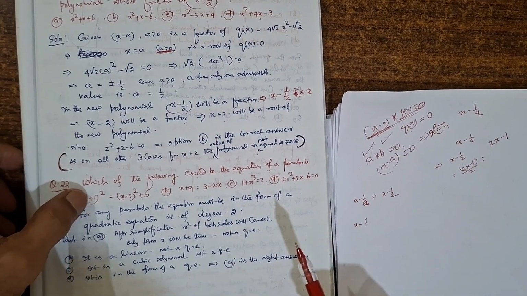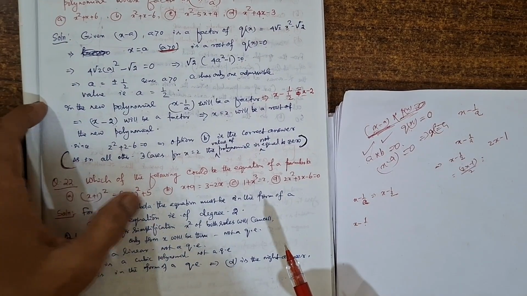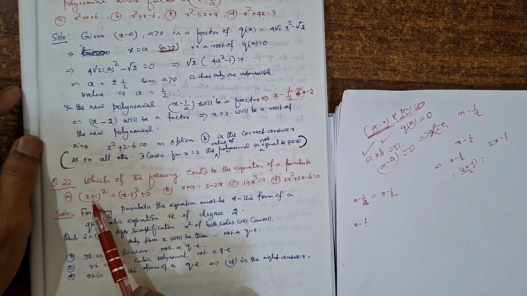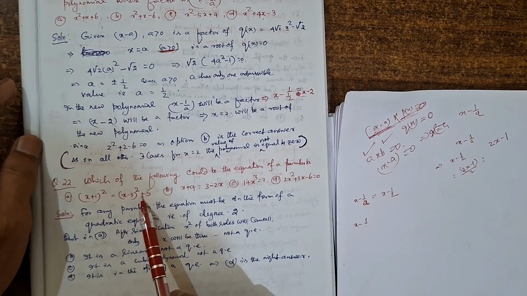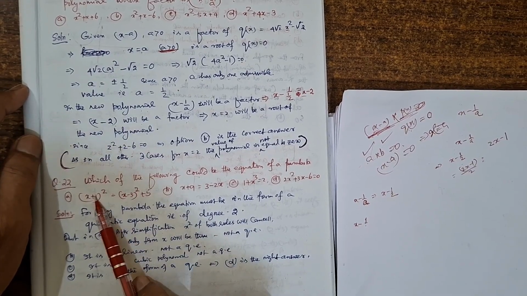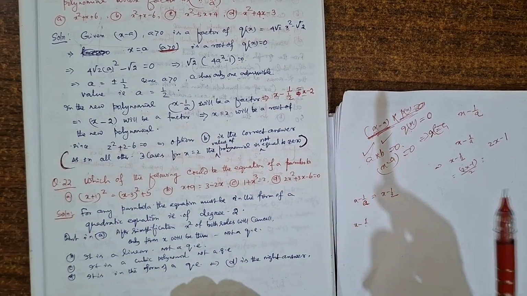This aspect is given only to put you into confusion. Someone may think that it is also power 2, but no. After simplification, the x square on both sides will be cancelled out. Okay.